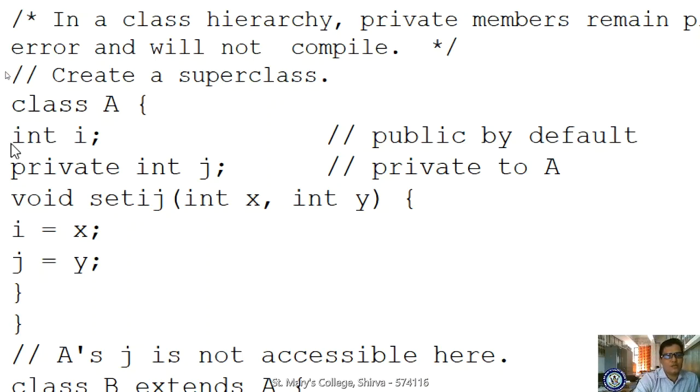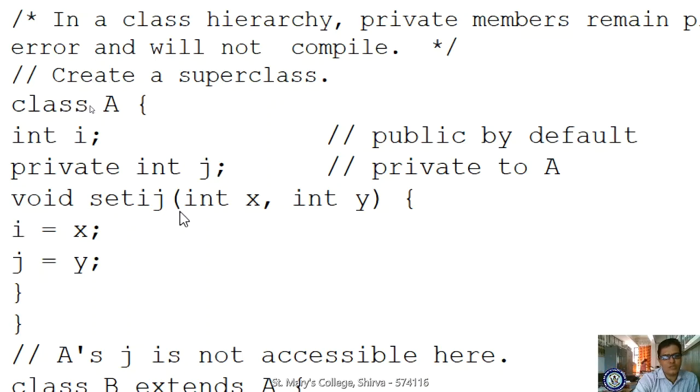Class A, int i. Here in class A I am starting and taking the int i. Now I am taking the variable private int j. So it is a private variable. You are unable to access it outside of the class.